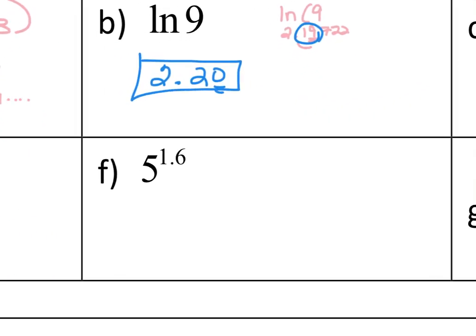And then for letter F, remember that you want to use that button that's called the caret. That is near the clear button. It's between clear and divide. And then you just type the 1.6 immediately after pressing that caret, and it'll automatically appear as an exponent like it is given in the problem here. And so your answer to that would be 13.13.